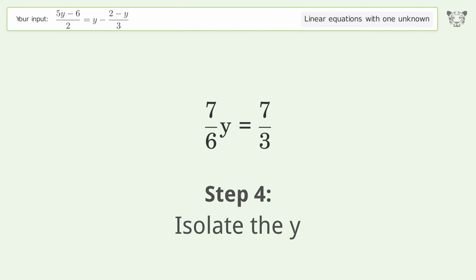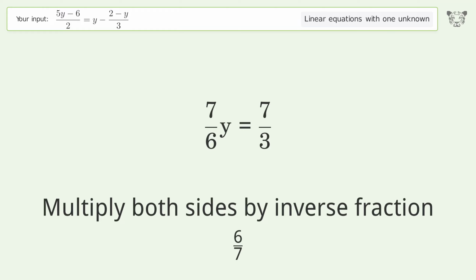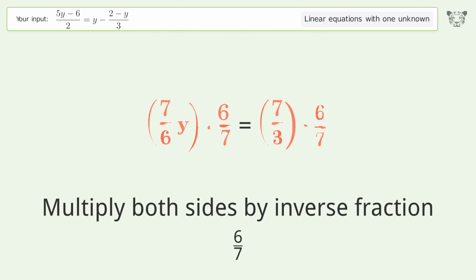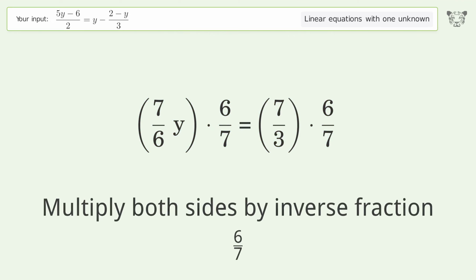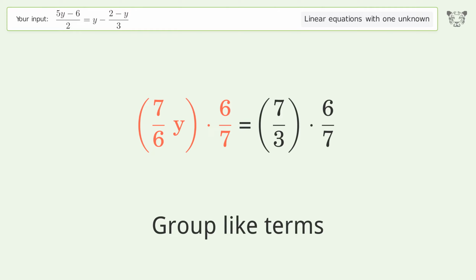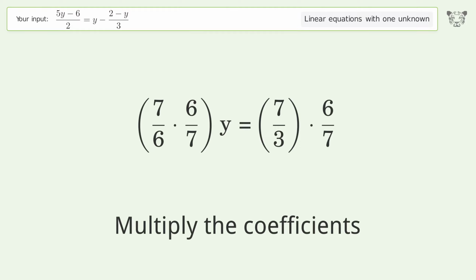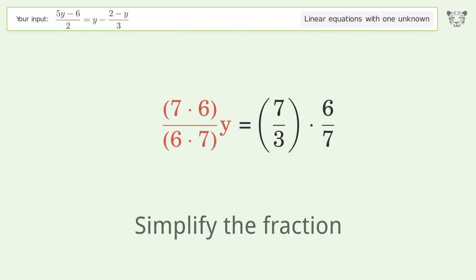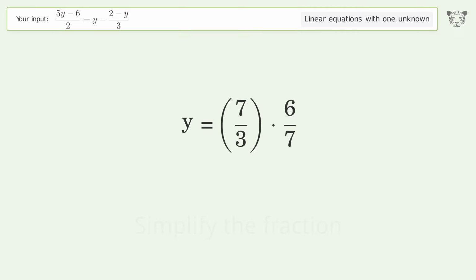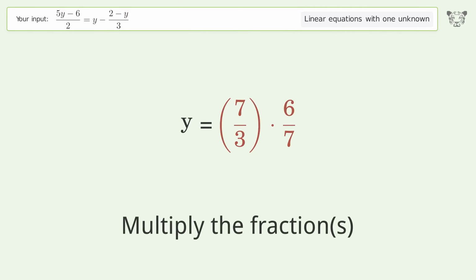Isolate the y. Multiply both sides by inverse fraction 6 over 7. Group like terms. Multiply the coefficients. Simplify the fraction. Multiply the fractions.